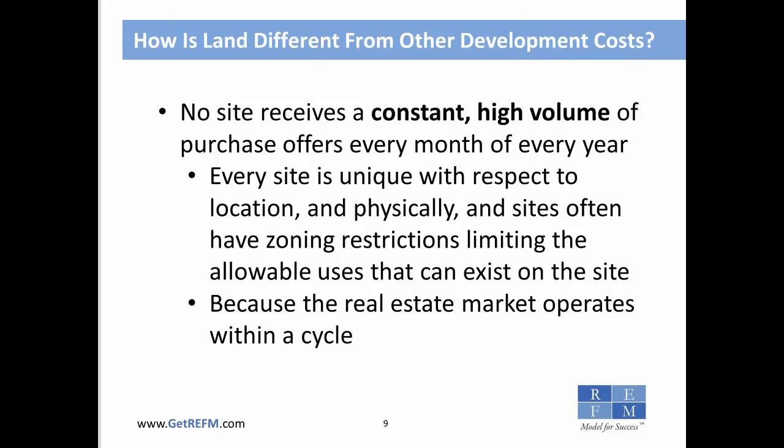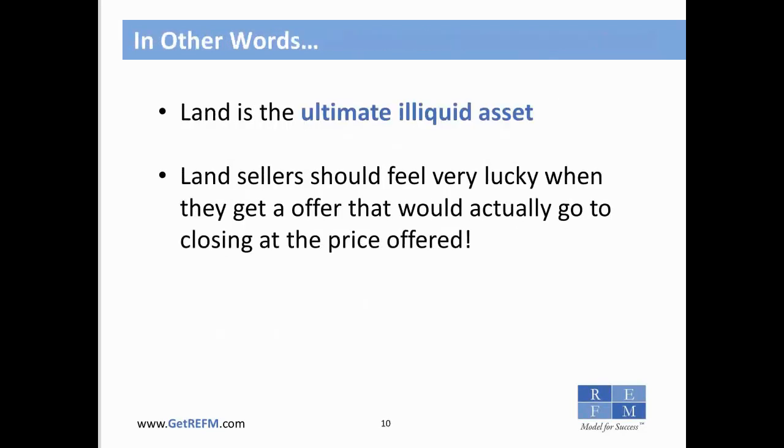In addition, the real estate market operates within a cycle. So some pieces of land which are zoned for a particular use are going to be in demand during certain parts of, let's say, a 10-year cycle, and they'll be hot during certain parts of that cycle, and then they'll be less hot during other parts of the cycle, and so on. So land, in essence, is really the ultimate illiquid asset. And land sellers should feel very lucky when they get an offer on their land that would actually go to closing at the price that was offered.